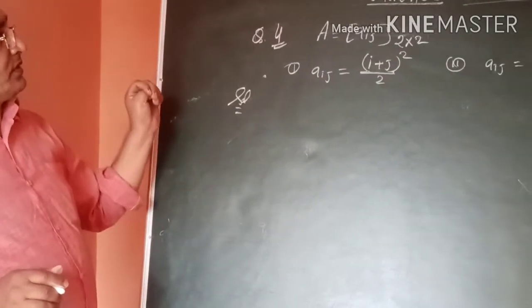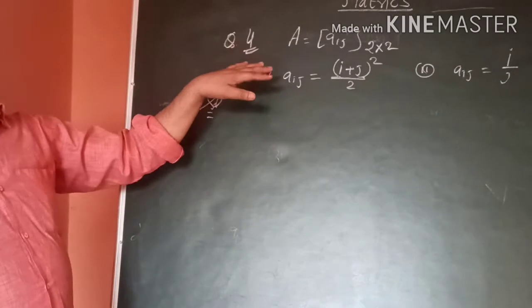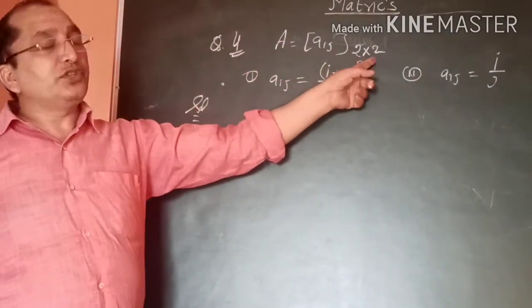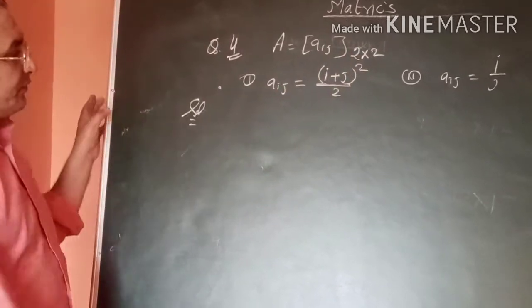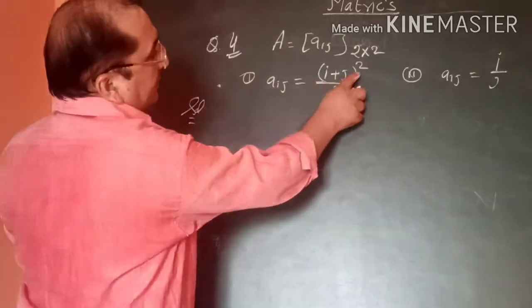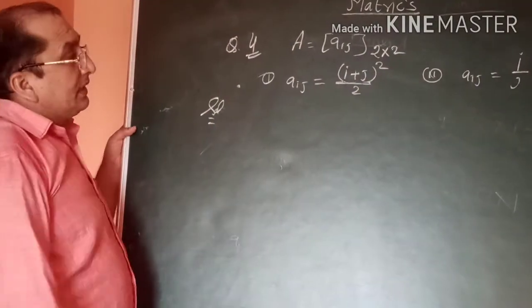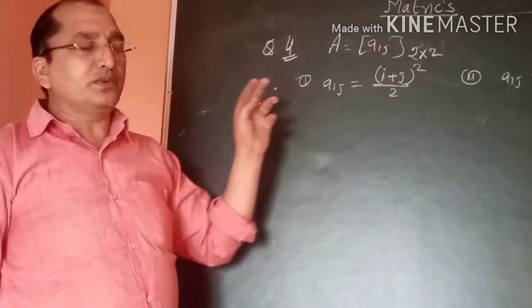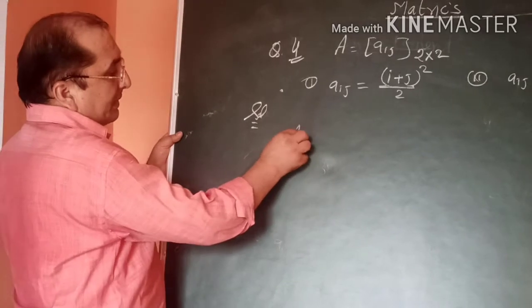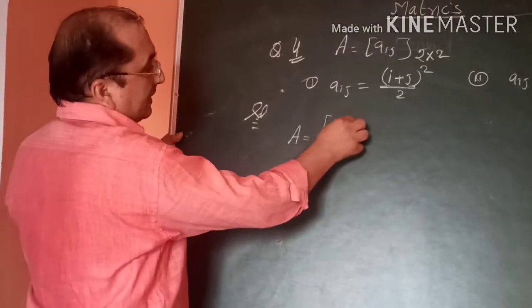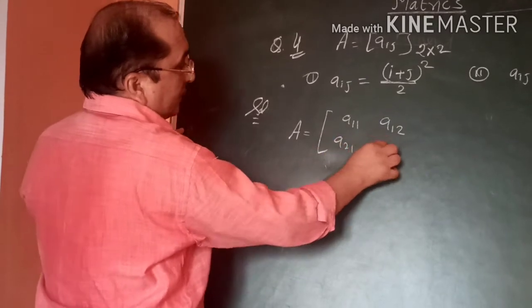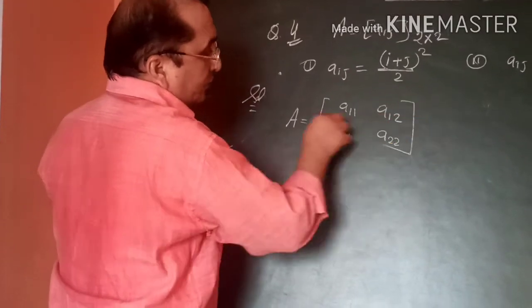Now question number 4. It is given: construct a matrix A equal to [aij], which is 2 cross 2, and first aij equal to (i plus j) whole square upon 2. The question is asking us to construct a matrix of order 2 cross 2, and first of all we will write the matrix this way: a11, a12, a21, and a22.